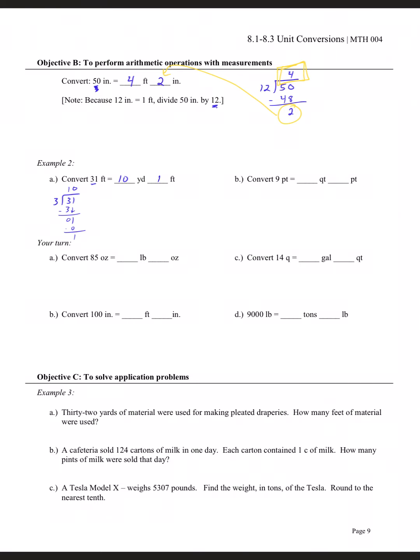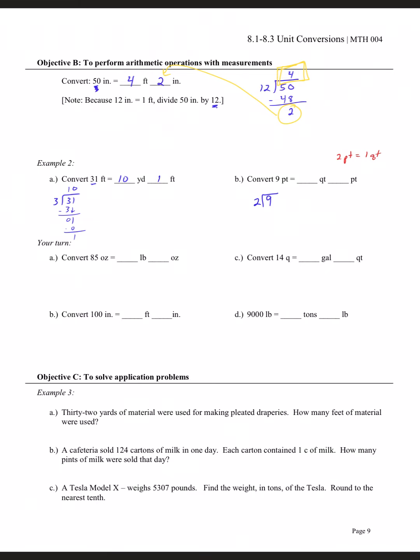Convert 9 pints into quarts and pints. So here we start with the 9, and we have to divide something into it. So we have to convert quarts and pints. Well, if you need to, look back. Okay, we know the conversion is 2 pints to 1 quart. That means we need to divide by 2. You're always going to have a number that's 1 and then another number. You always want to divide by the non-1 number.